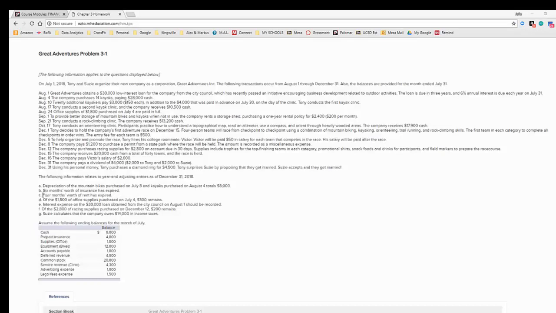And then moving on, it says 4 months' worth of the rent has expired. And this time it does tell me right up here on September 1st, the company rents a storage shed, purchasing a 1-year rental policy for $2,400. So they paid cash for that rental up front, which is $200 a month, and that was on September 1st. So how much is expired when I go to make my adjusting entries on December 31st? I've got September, October, November, December. That's 4 months for me. So 4 times $200 a month is $800, and that's the entry I'll make there. And then you just do the rest of these.